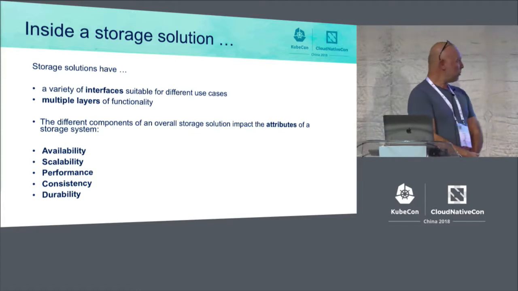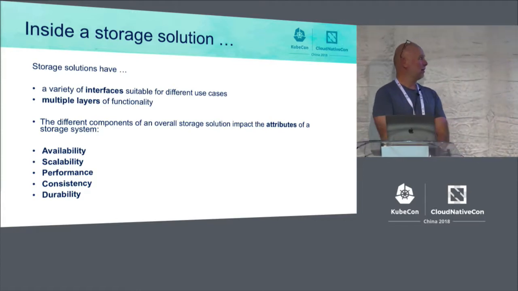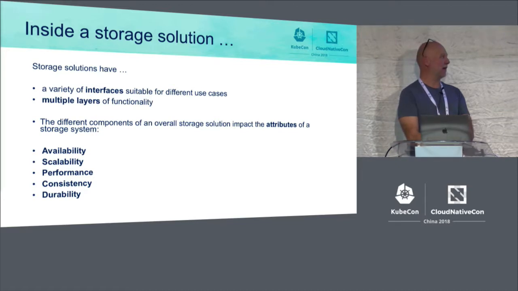The primary attributes that we really think are worth having a clear understanding of are availability. How available does your storage system need to be? What happens if it's not available? In some cases, that's catastrophic. In other cases, it's much less catastrophic.